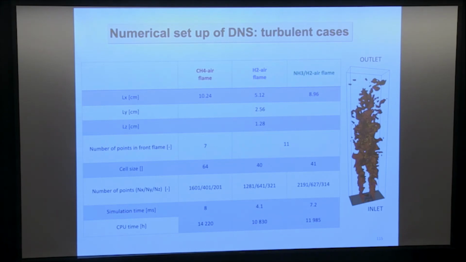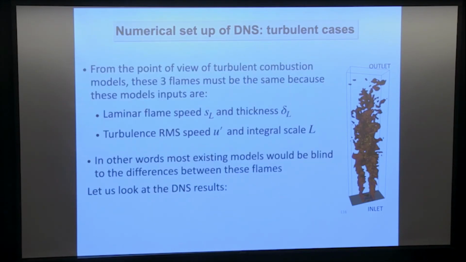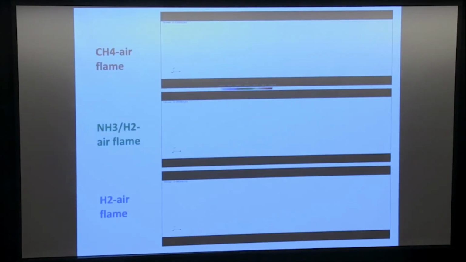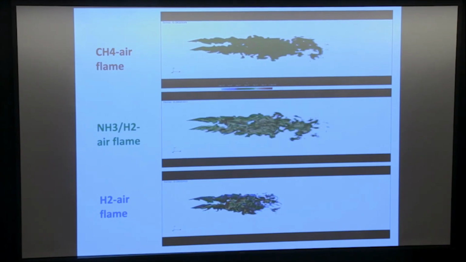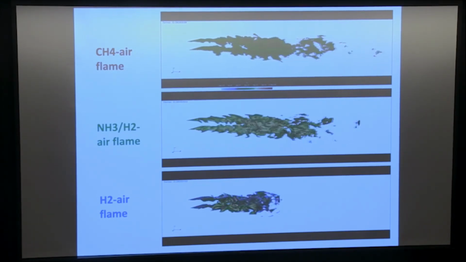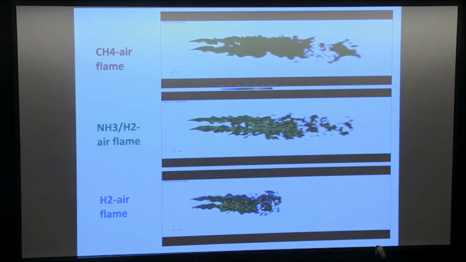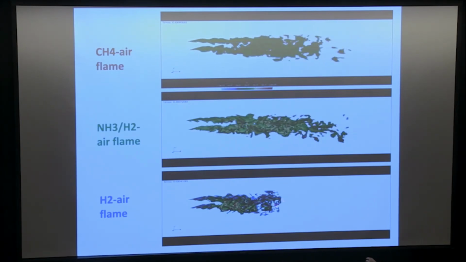So this is a rather big DNS, with complex chemistry. And you have the three results here. The CH4 on top, ammonia in the middle, and H2 at the bottom. You see it from the start, and they look the same at the beginning, but when they go to steady state, the CH4 and the ammonia flames are kind of long, and the H2 flame is much, much shorter. So even though they had exactly the same laminar characteristics, as soon as you put them into turbulence, they react in a different way. These results have been confirmed by other groups in other configurations.